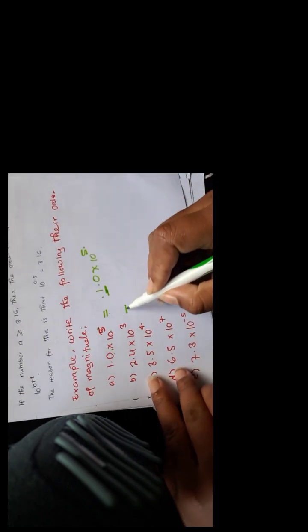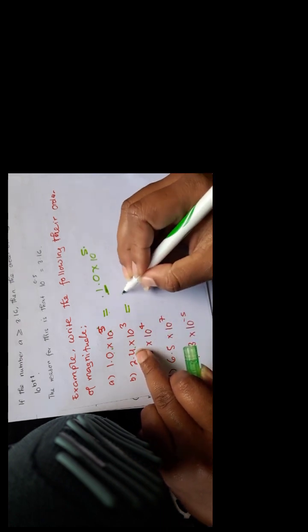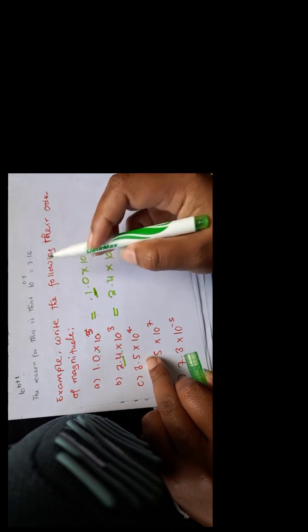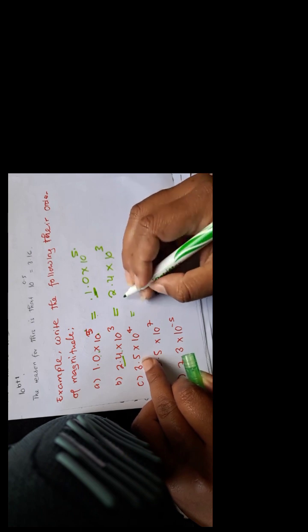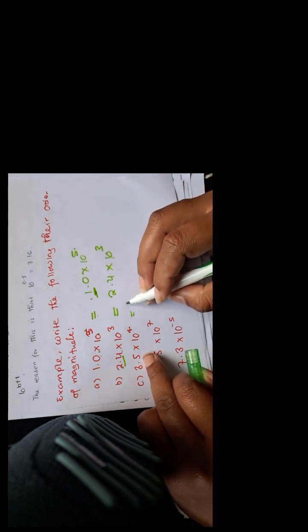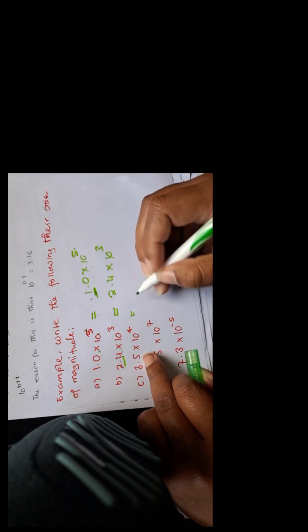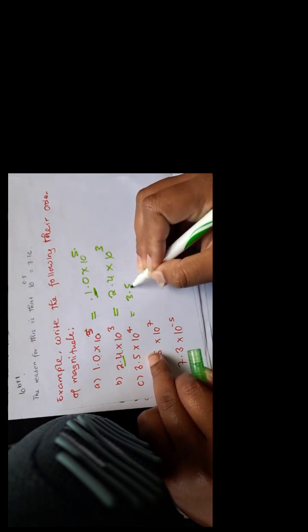For this one it is 2.4. A is less than 3.16, so the order of magnitude remains the same, 10 to the power of 3. For this one, it is the same as 3.16, so it is greater than or equal to 3.16. So we'll have 3.5 times 10 to the power of 4. Notice we'll have to add 1 here. So now our order of magnitude is 3.5 times 10 to the power of 5.